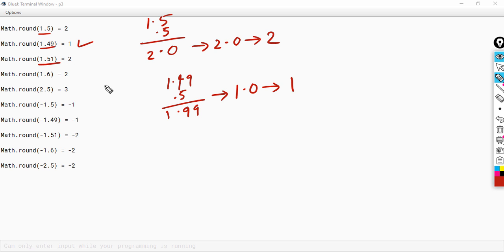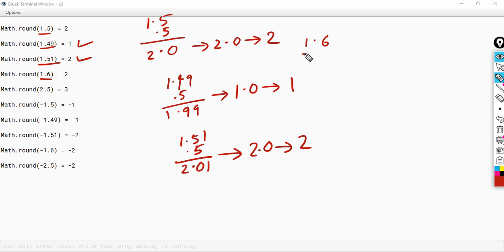Then 1.51, if we add 0.5 to it, that will give us 2.01. So 2.01, its floor value will be 2.0, and in the integer form will be 2. So the answer is 2. Similarly, 1.6. So 1.6, add 0.5 to it, this will give you 2.1. Its floor value is 2.0, its integer value is 2. So the answer is 2.